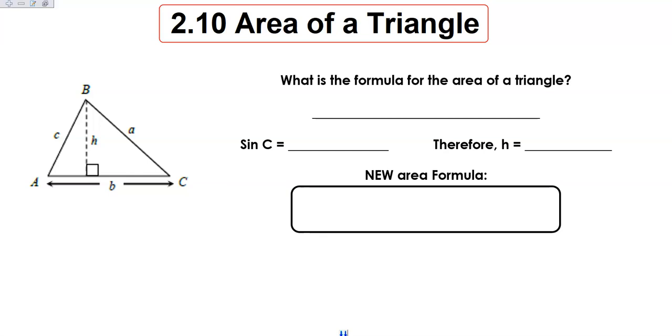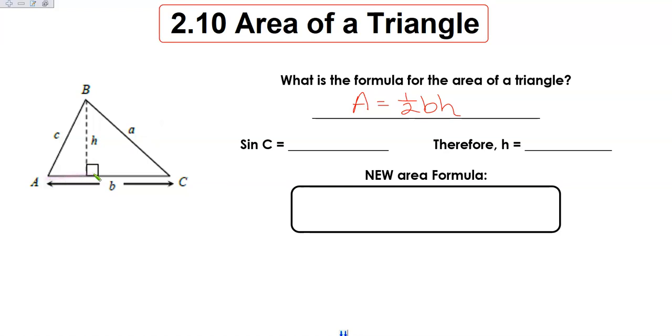Hey everybody, today we are going to look at area of a triangle, and we are going to expand on our previous knowledge from middle school. So we're going to start by remembering what our area of a triangle formula is. We should all remember that area of a triangle is 1/2 base times height. So what we're going to look at today is area of a triangle if we're given some specific information.